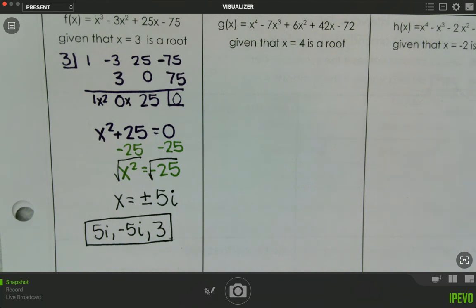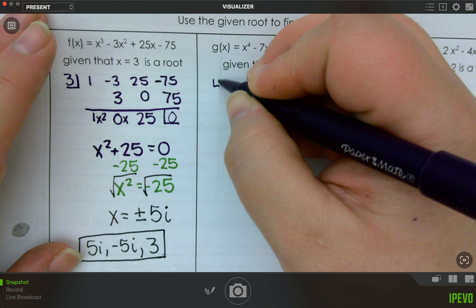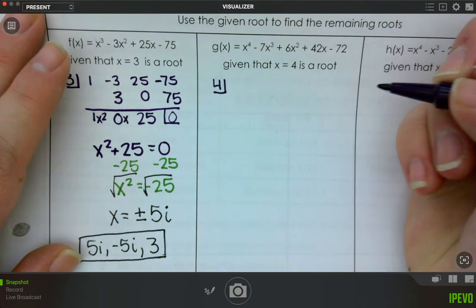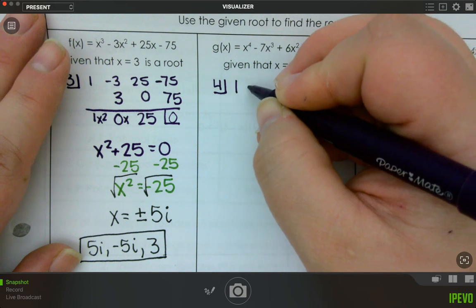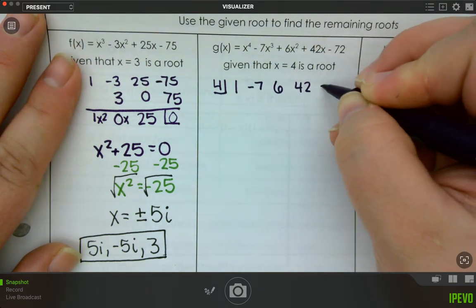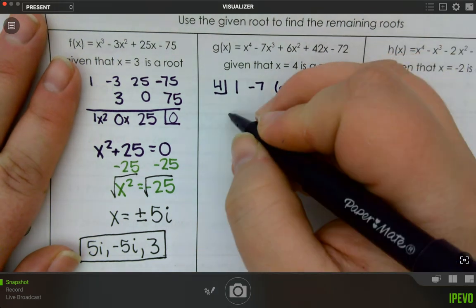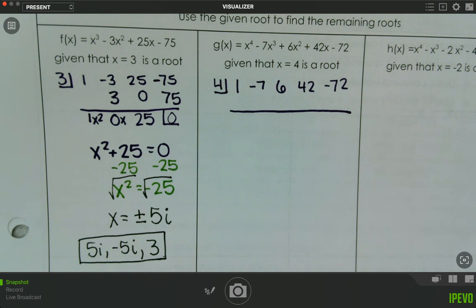Okay, let's do one more. This one says x equals 4 is a root. So I'm going to put 4 over here, and then I'm going to fill in my coefficients. And I'm not going to miss any negatives this time. 1, negative 7, 6, 42, negative 72. And before you freak out that some of these numbers are a little bit higher, we're only going to take it one step at a time, so it really won't be so bad.